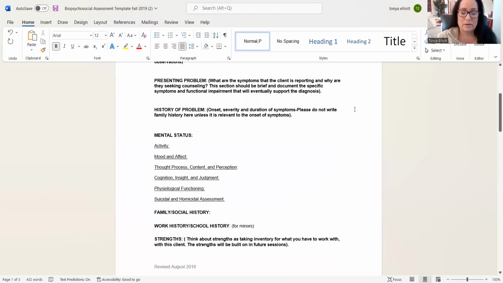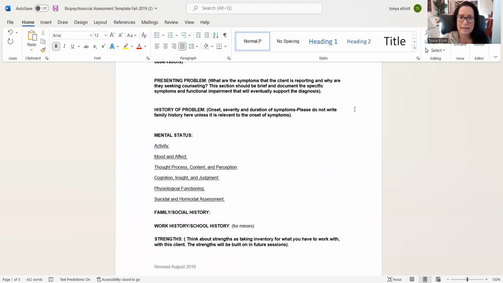Okay. One more quick thing about history of the problem is we really want to know, did it start 6 weeks ago? Did the symptoms start 6 months ago? Did they start 2 years ago? Have they been there since childhood? Was there a precipitating factor? And when they do happen, how bad is it and how long do they last? So, is it on a scale of 1 to 10, 10 being the most severe, 1 being very mild? Try to get a number in there if you can.